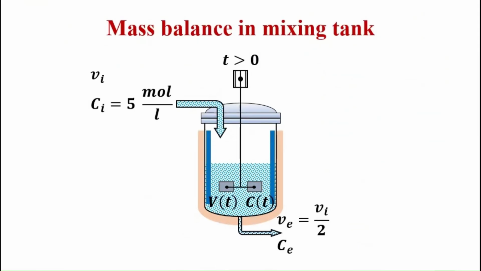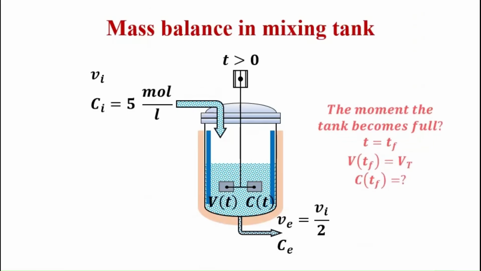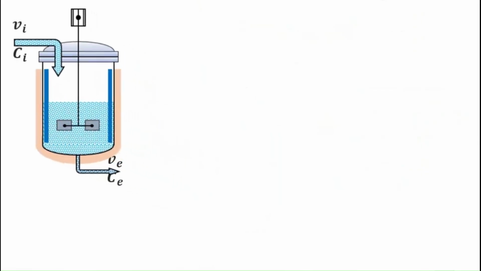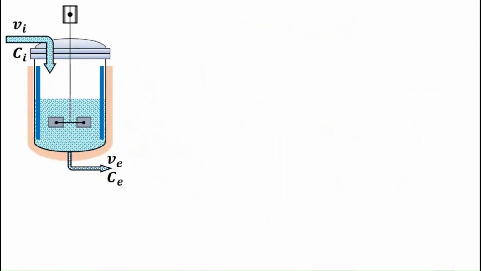Since the inlet and outlet flow rates differ, the solution accumulates in the tank over time. As a result, both the volume of the solution and its concentration change with time. The question we want to answer is, what is the concentration of the solution at the moment the tank becomes full? To answer this question, we must develop a mathematical model that tracks changes in both concentration and volume over time.